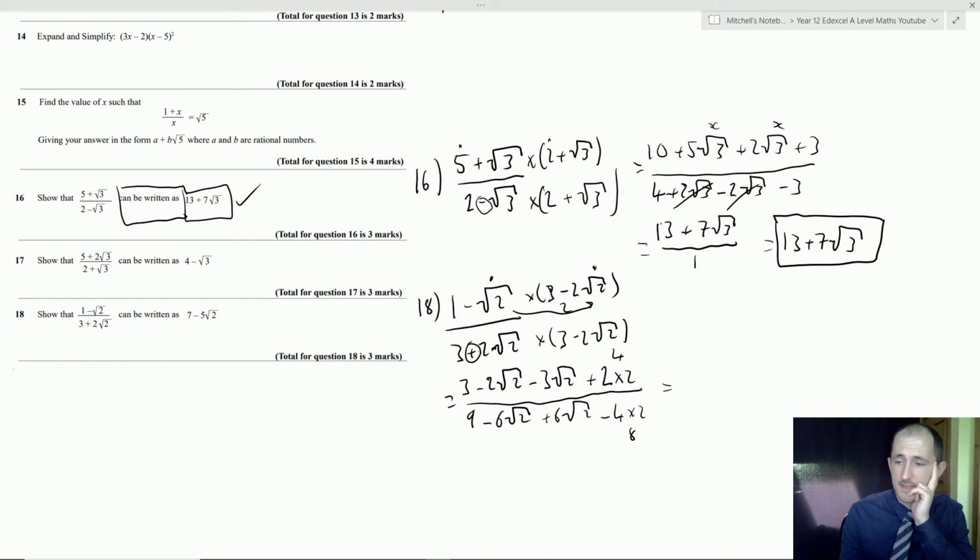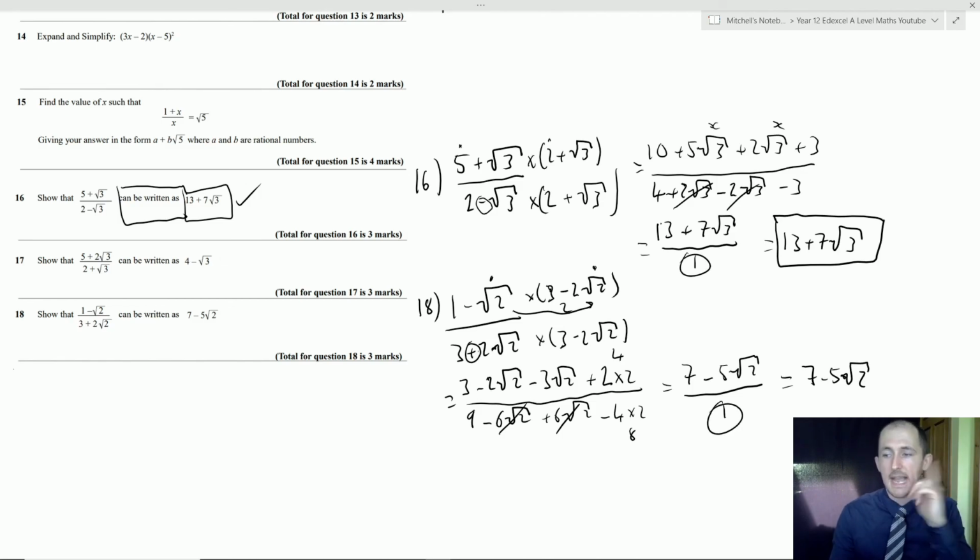So simplifying this, we get 3 plus 4 is 7. Minus 2 root 2 minus 3 root 2 is going to give me minus 5 root 2. All over, these two terms cancel. 9 minus 8 is 1, so it equals 7 minus 5 root 2. So in these questions, the denominator is always equal to 1. It can equal 2 or something, in which case all you need to do is cancel through it, okay?